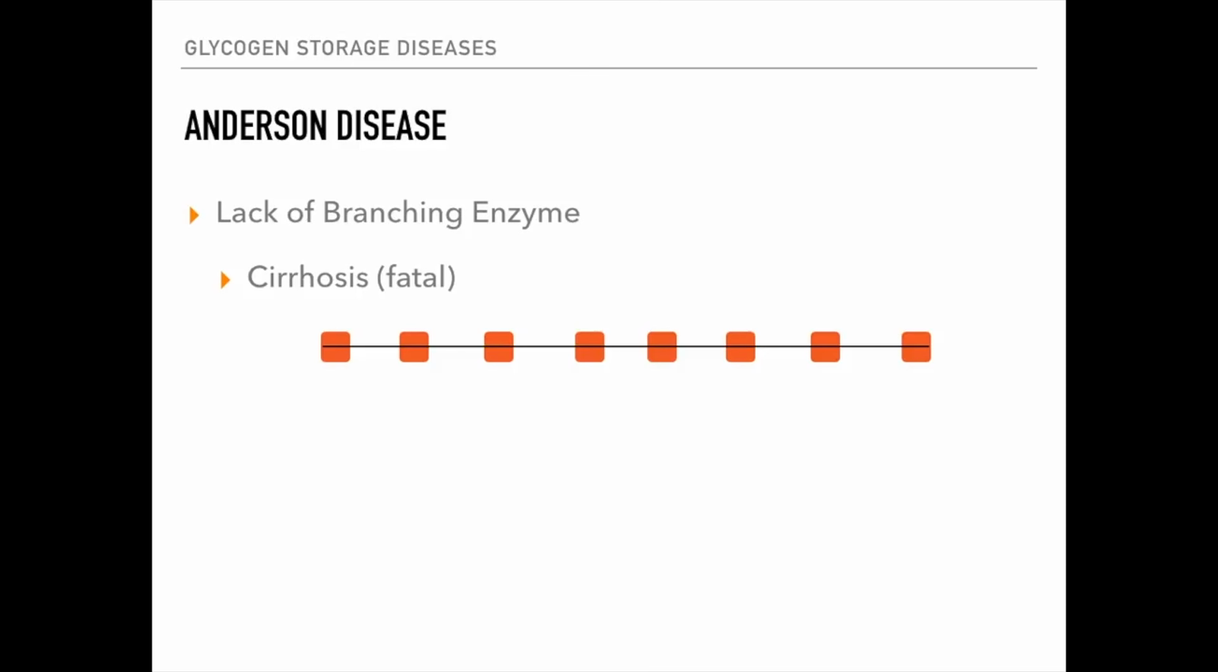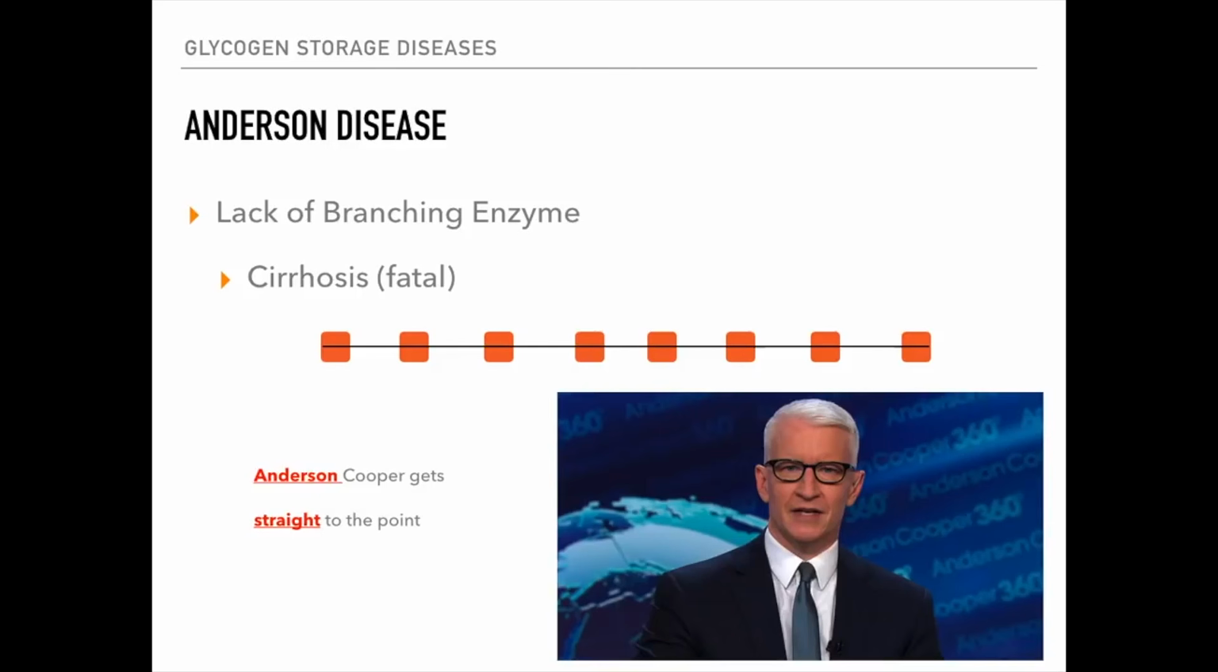So how do we remember this? Anderson disease, I think of Anderson Cooper, and he gets straight to the point. So straight reminds me that this is one long straight line glycogen that is not branched. Anderson disease, Anderson Cooper, he gets straight to the point. That's Anderson disease. Don't overwhelm yourself, just memorize it. Anderson disease, straight to the point. One straight compound because it can't be branched.